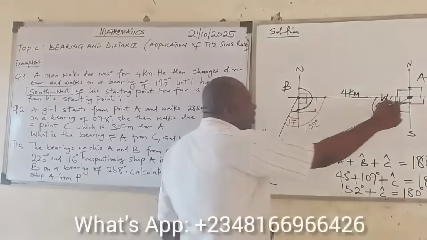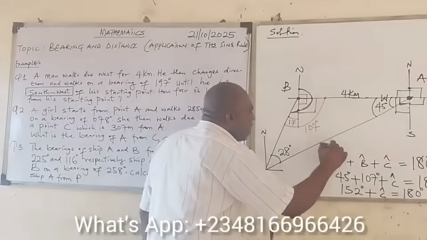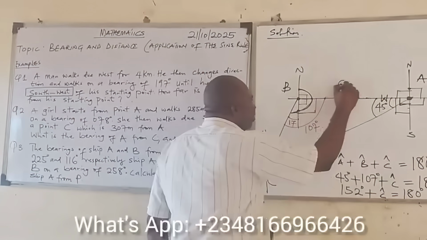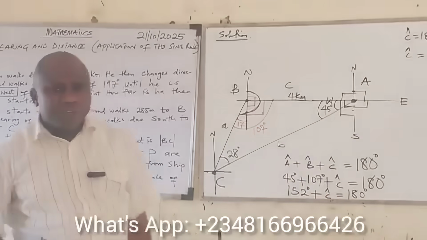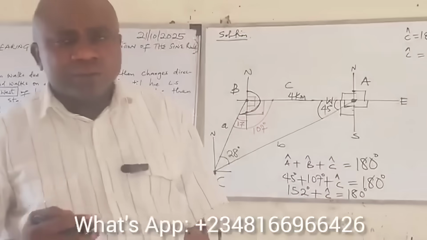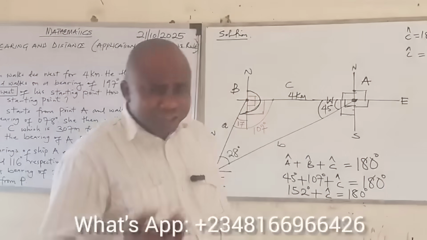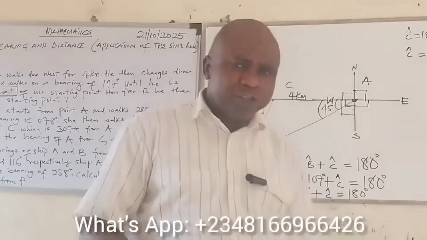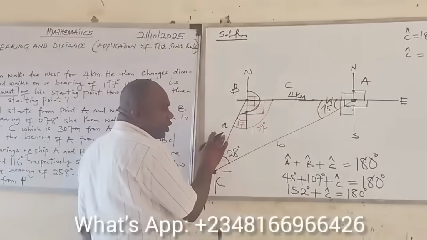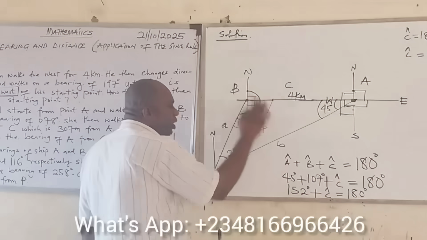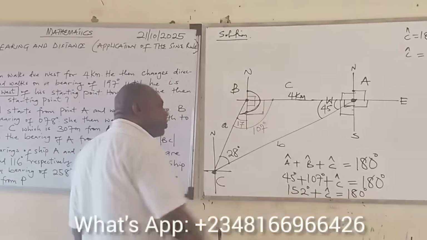Now remember, this is his starting point and he is here now. So it means here we have small b, here we have small c, and here we have small a. I did mention in my last class on sine rule that the side facing big A is small a, the side facing big B is small b, and the side facing big C is small c. So if this is our big A, this side is small a. This is our big B, this side is small b. This is our big C, this side is small c.